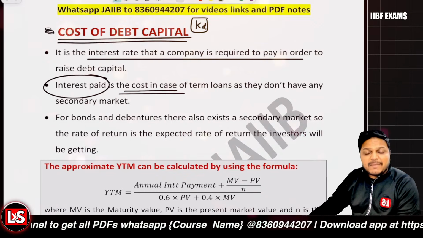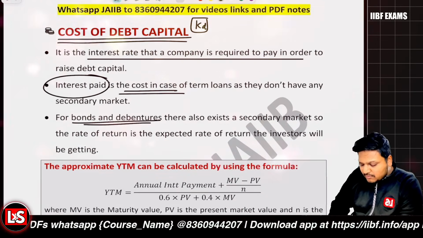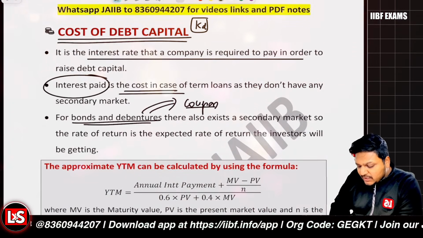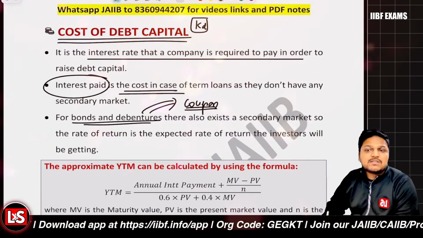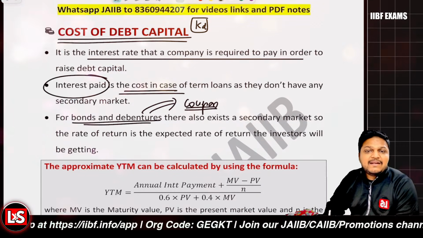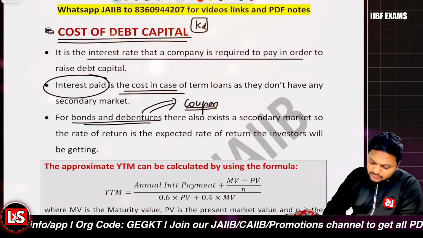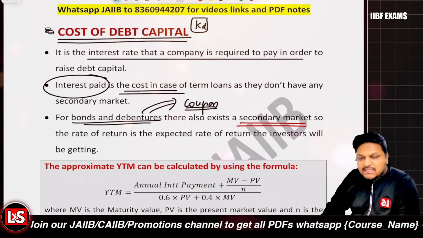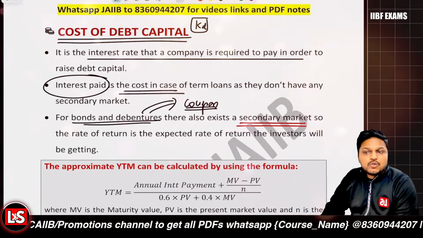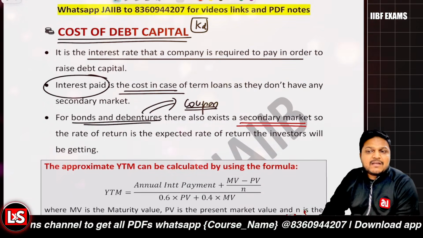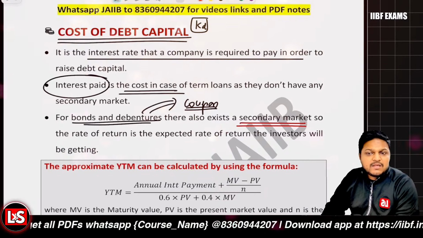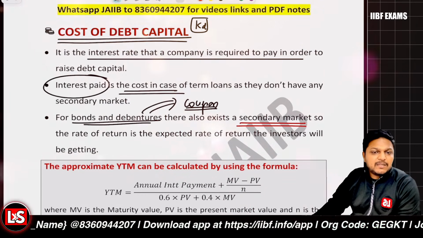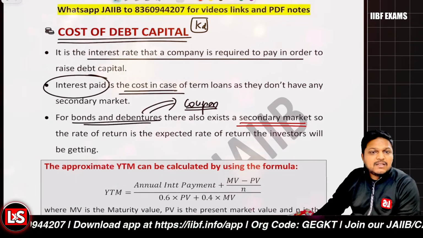For bonds and debentures, we have already learned that we are to pay the coupon to the bondholders and debenture holders, and there also exists a secondary market for bonds and debentures. If interest rates are increasing, the bond value will go down. So there also the investors are expecting a return out of it. So that's about the cost of the debt capital.